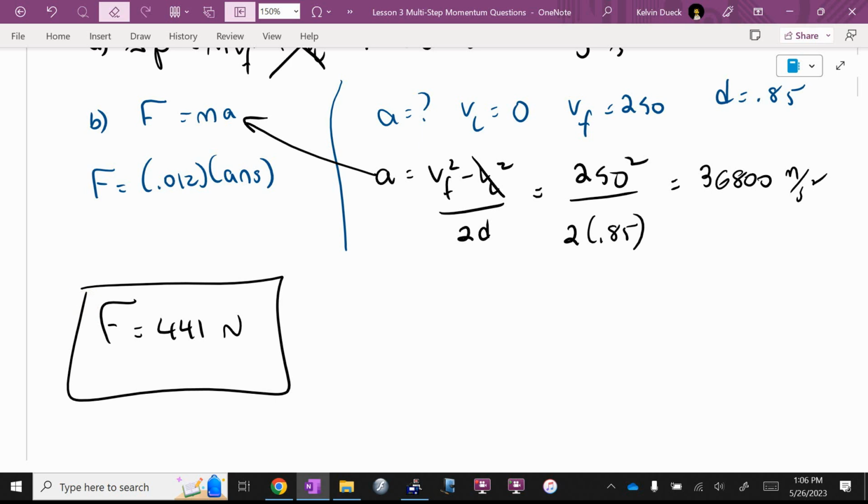Now that you knew the force and the impulse, I could also ask you to find the time. Get the t by itself. Yeah.